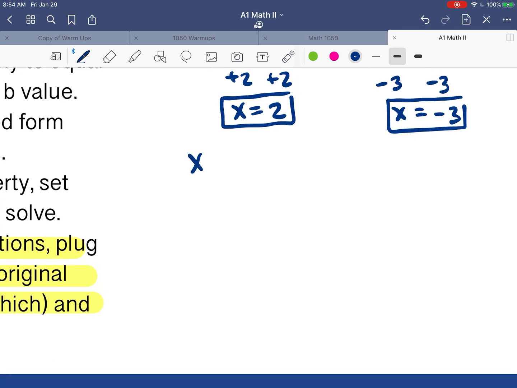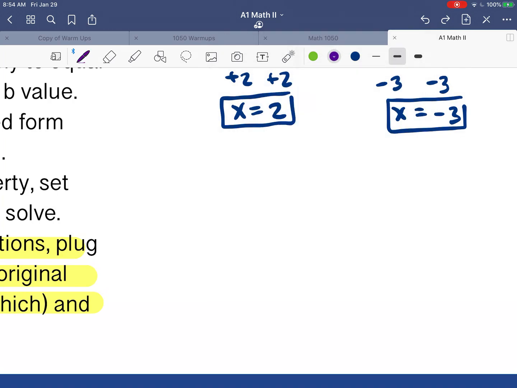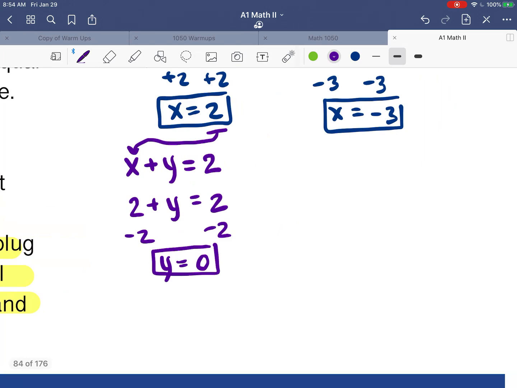So I'm starting with x plus y, and I'm going to change colors just so you know this is sort of a separate part of the solution here. We have x plus y equals 2. And what we're doing is we're taking this 2 and plugging it in for x to see what y has to be if x is 2. So we have 2 plus y equals 2. I can already tell that y has to be 0 because 2 plus 0 is 2. But if you wanted to, you could do this algebraically and find that y equals 0 for that x. And I'm making a dotted line down the middle because these two things are separate.